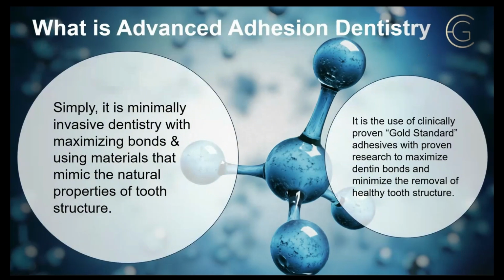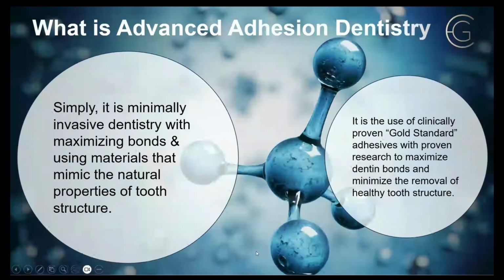I try not to go over the height of contour on the buccal or lingual if I can, to keep the tooth in compression instead of radical tension. But it's minimally invasive dentistry with maximizing bonds and using materials that mimic the natural properties of the tooth. So you want to use something that has the same modulus of elasticity as deep dentin when you're in the deep dentin area, and you want to have the strength, and you want to use a product with MDP.